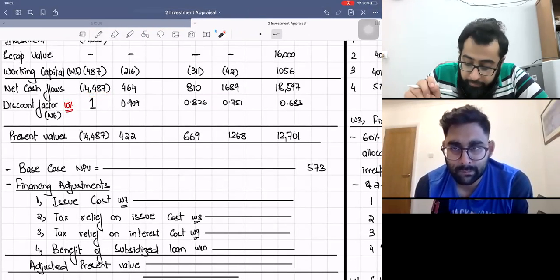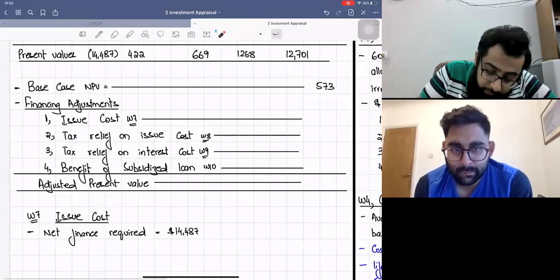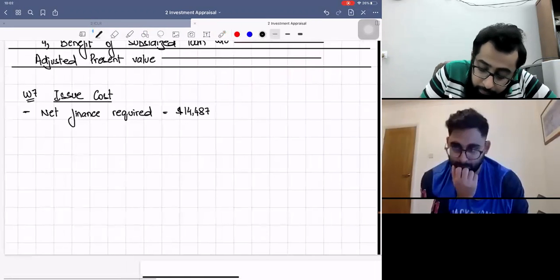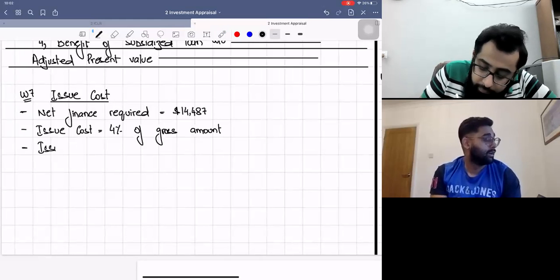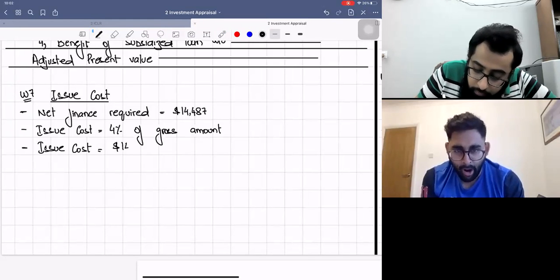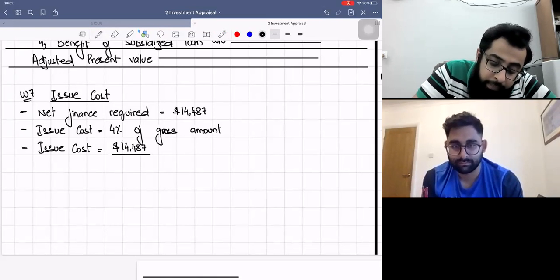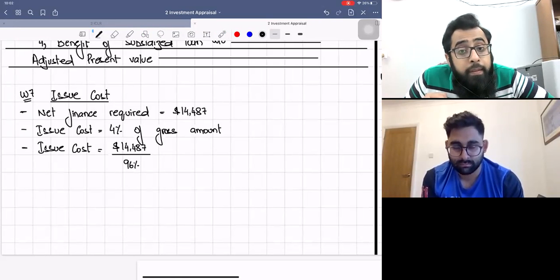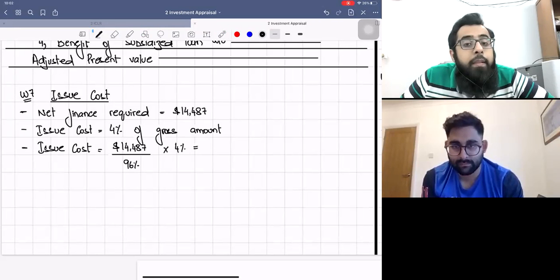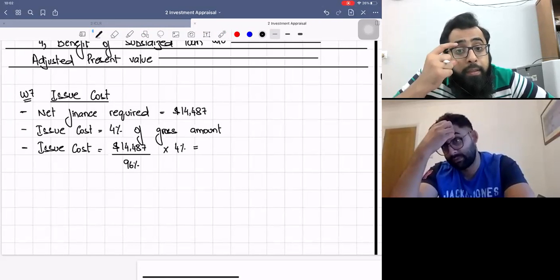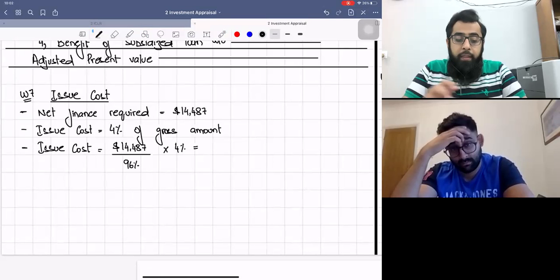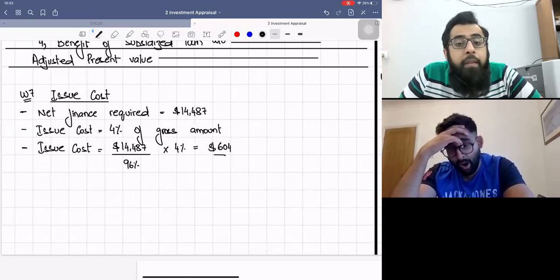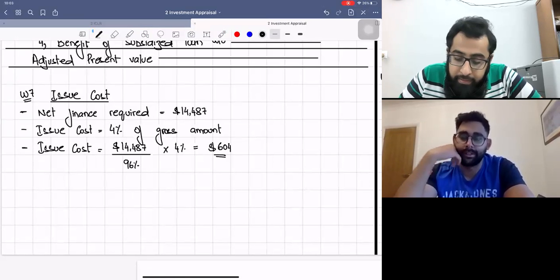Okay? The issue cost is 4% of gross. Issue cost is 4% of gross amount. Okay? So how will you calculate this issue cost? 14487 divided by 96%, because it is the net amount. And then 4, because when I add 4%, it will become gross 100%. Now, 14487 divided by 96 into 4. So it's 604. Okay? 604 is my issue cost.